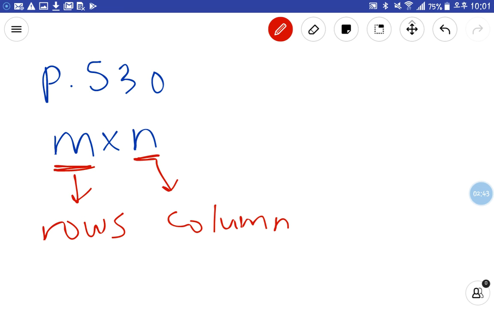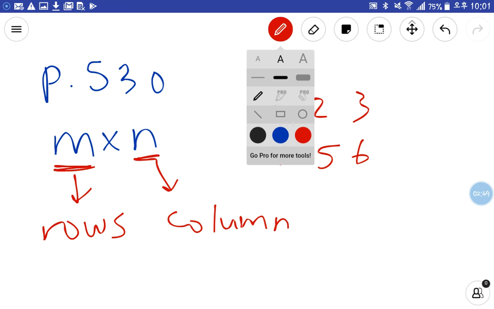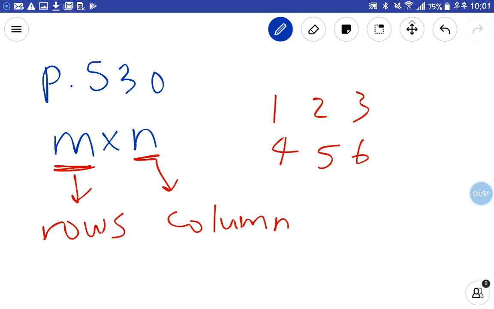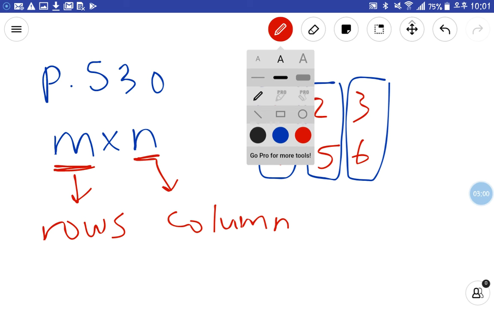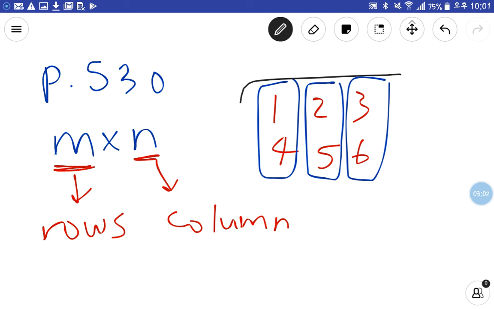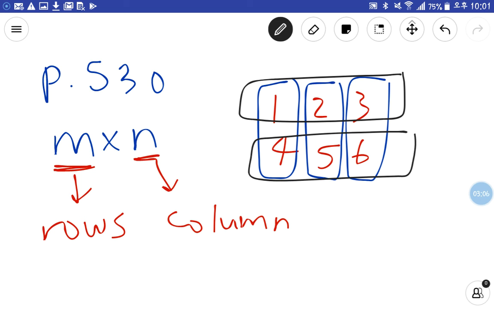Let's say you have 1, 2, 3, 4, 5, 6. Which are the columns? This is a column, right? First column, second column, third column. And what are rows? Rows are this. That's rows, right? That's what you need to know.